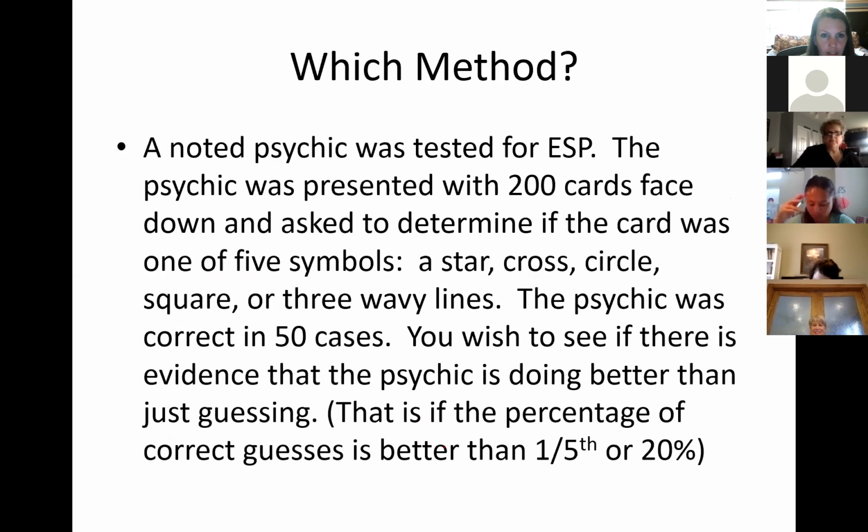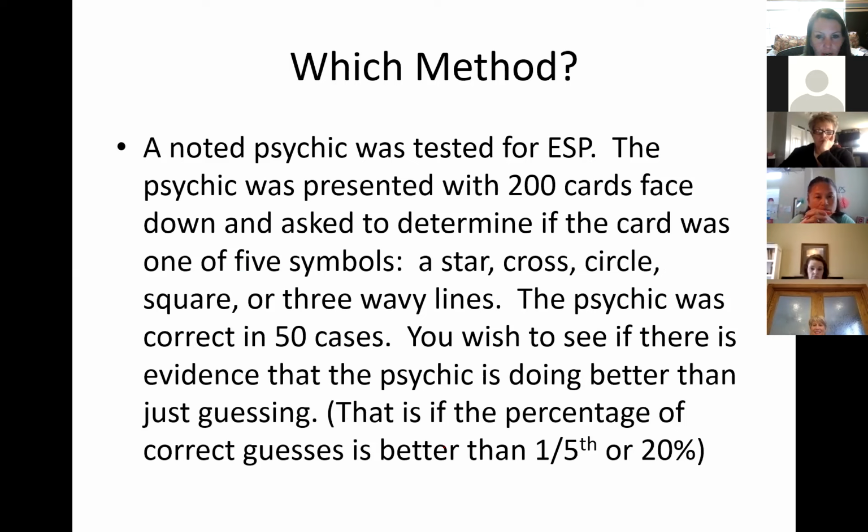All right, a noted psychic was tested for ESP. The psychic was presented with 200 cards face down and asked to determine if the card was one of 5 symbols: a star, a cross, a circle, a square, or 3 wavy lines. The psychic was correct in 50 cases. You wish to see if there's evidence that the psychic is doing better than just guessing. That is, if the percentage of correct guesses is better than 1 in 5 or 20%.